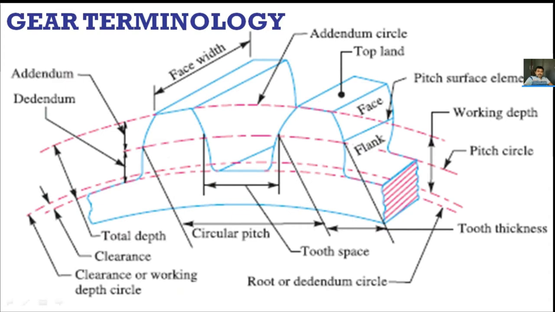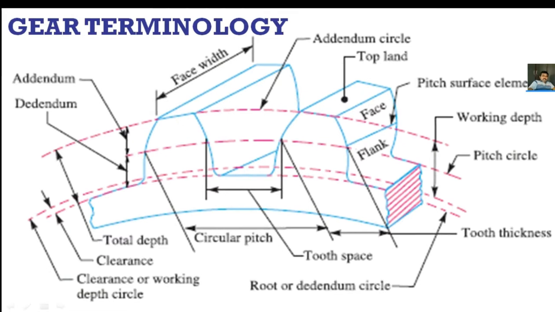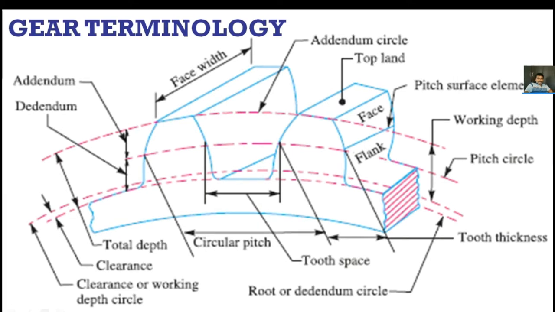Diameter of dedendum circle is represented with DD. Now, what is the radial distance between these three circles? Radial distance is nothing but, what do you mean by radial line? If a line is drawn from a point on the circumference of a circle to the center, that indicates the radius. That line is called a radial line.